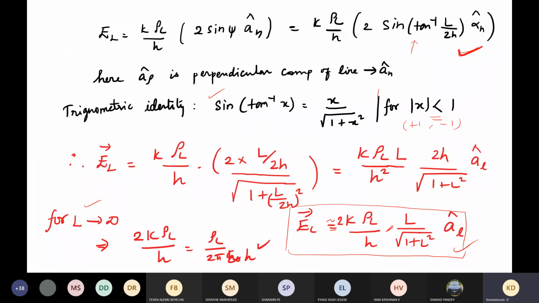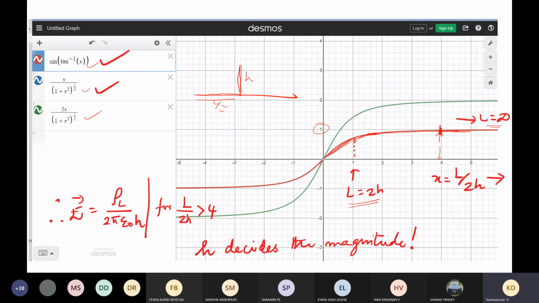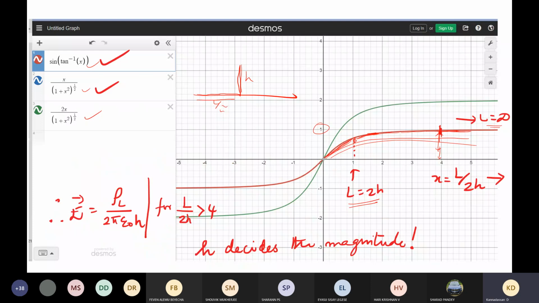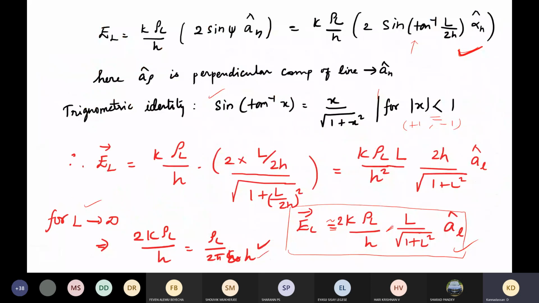When you increase this h about 2 times, 3 times, it will go like this, and this value will keep going down because it is inversely and linearly proportional. That is what we have to see. So the magnitude of the electric field is decided by H, not by the length. That is quite interesting. But that is solely applicable when the length is sufficiently large. Then they cancel each other and H again comes into the picture.